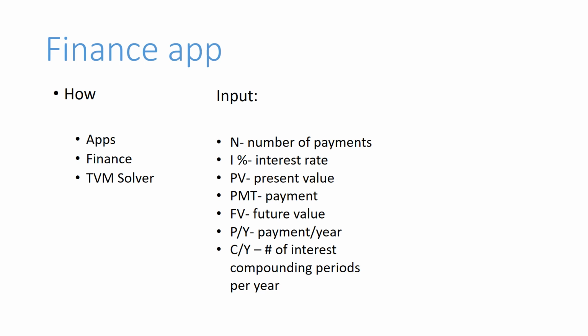And then your PV is your present value, so what that thing is worth. And then you've got PMT, which is your payments, what you're looking to pay. FV is your future value, and then we've got PY, your payments per year, and lastly CY, the number of interest compounding periods per year. So all these things you need to know in order to operate the actual finance app. And then next I have a couple examples of what we can do.